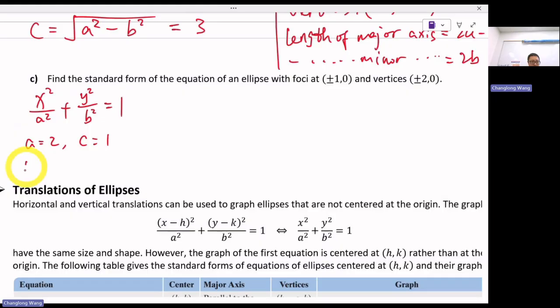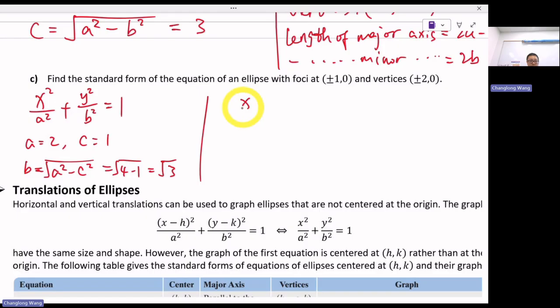So now instead of finding the c, you find the b the same way, taking the square root of a squared minus c squared, because a is always the largest. And you get the square root of 4 minus 1. So now you're getting some ugly numbers, radical 3. Well, it's not that bad, because you're going to square the b. That means the standard form explicitly is going to be x squared over 4 plus y squared over radical 3 squared, so that will be 3, equals 1, right?